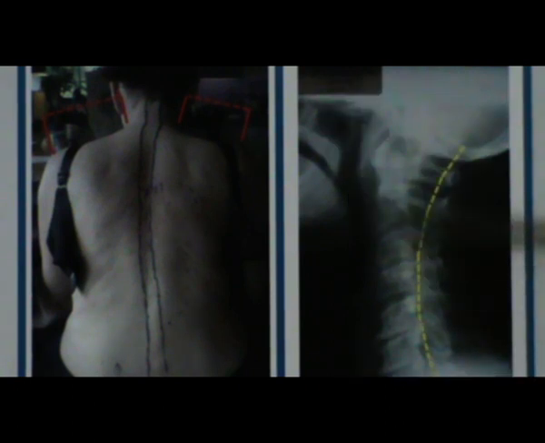This is Nancy's cervical x-ray. You can see where Nancy's cervical spine has straightened right out. It's like in a straight line, whilst it should be curved like this yellow dotted line here. So the next one I would like to show you is George, who was diagnosed with Lou Gehrig's syndrome.